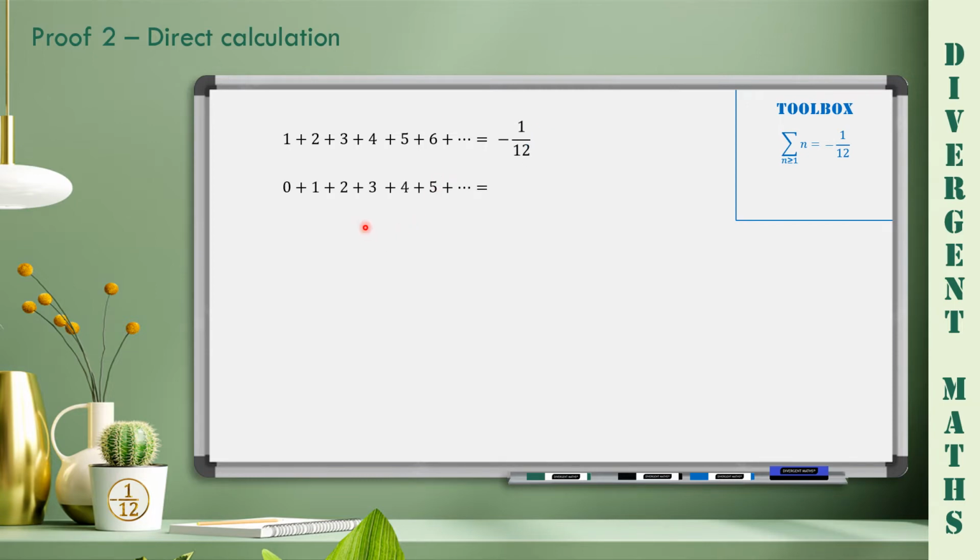And then let's write now the same thing, but shifted to the right by one, with a leading 0. So 0 plus 1 plus 2 plus 3 plus 4 plus 5, etc., which is also the sum of the natural numbers starting from 0. So let's open the toolbox. What is that value? It's a positive 5 over 12. So let's plug that value.